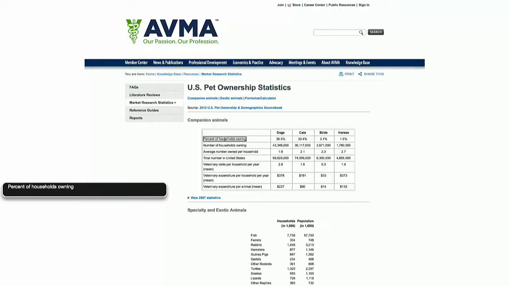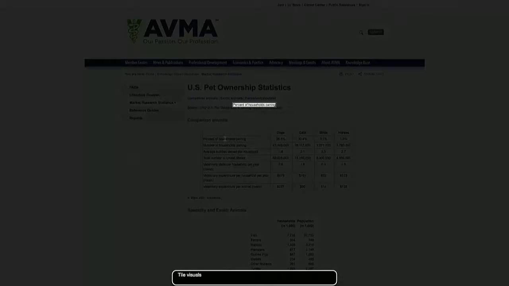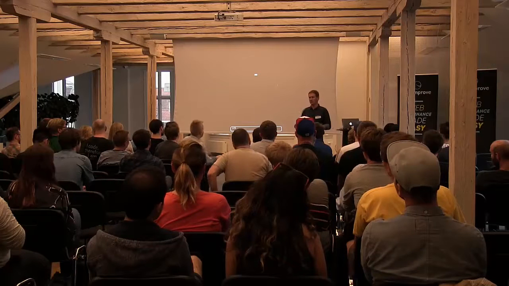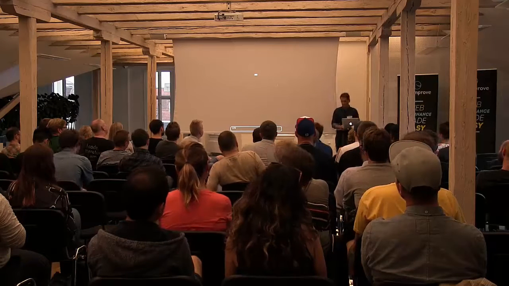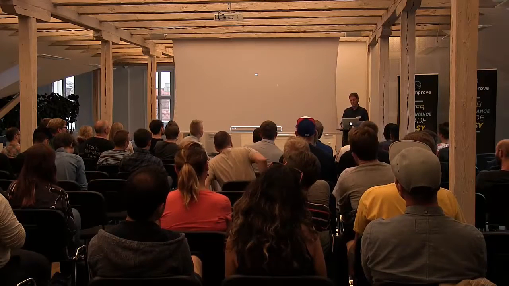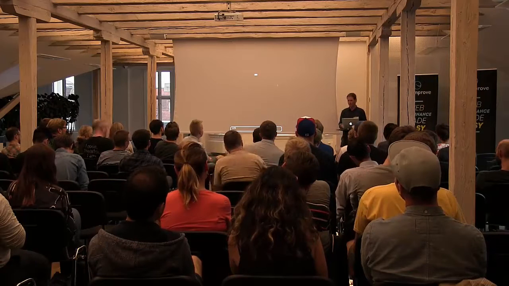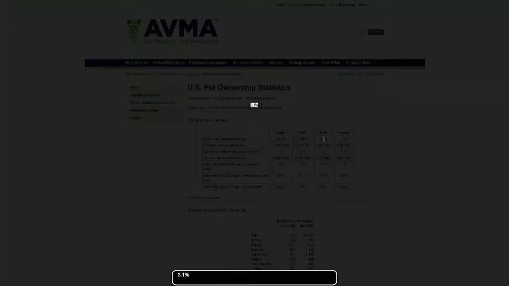Percent of households owning. Tile visuals. 36.5%. 30.4%. 3.1%. So it pretty soon gets confusing. Are we looking at the cats or the horses right now, when you can't see the column headers? The solution for this is just to use proper HTML table headings in your tables, and I'll just show you what kind of difference that will make.